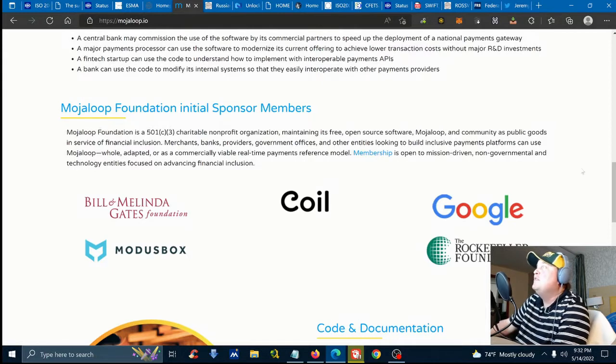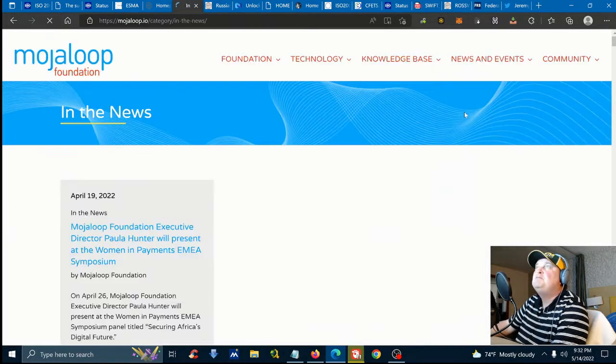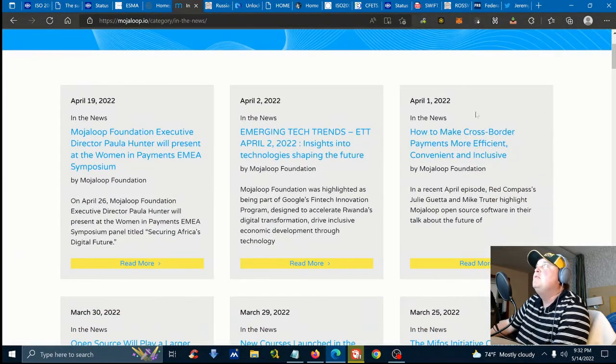Those are the initial sponsors of this Mojaloop. Now, these people don't have their name on anything. There's not a serious get up. I went to news here. Look back right here on April 1st, 2022.